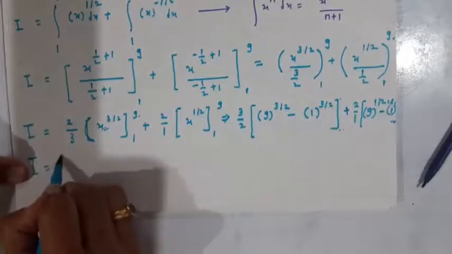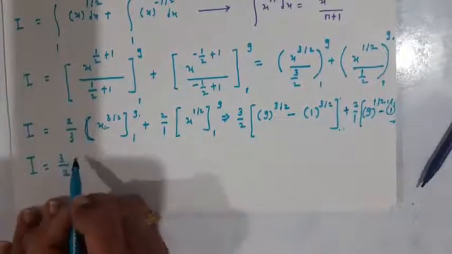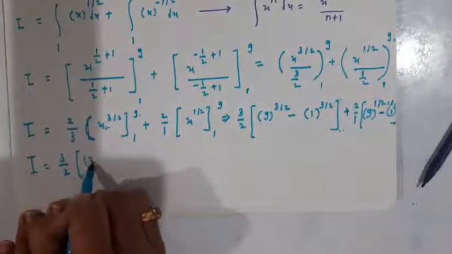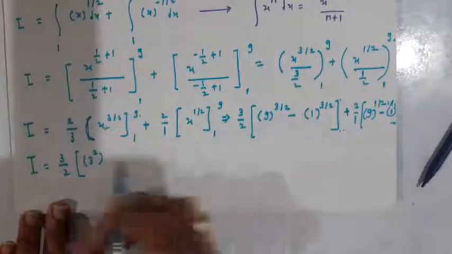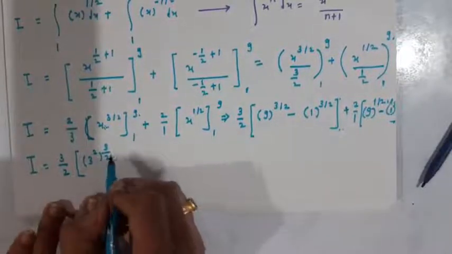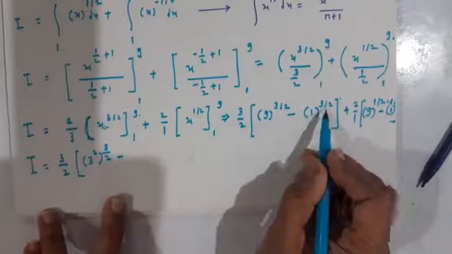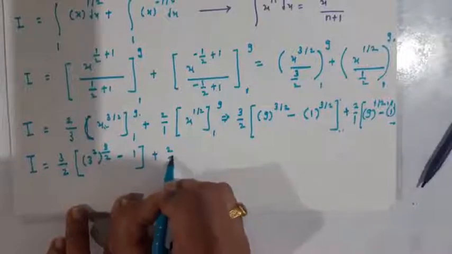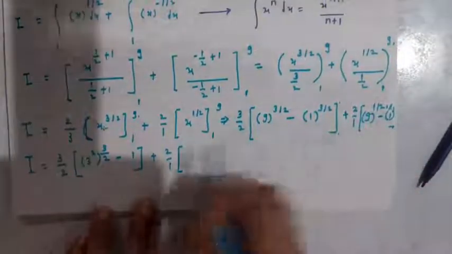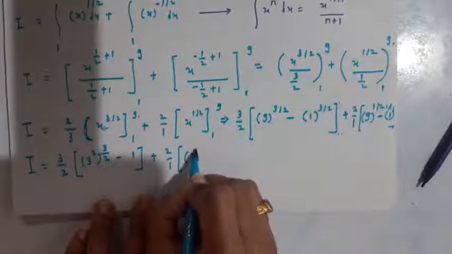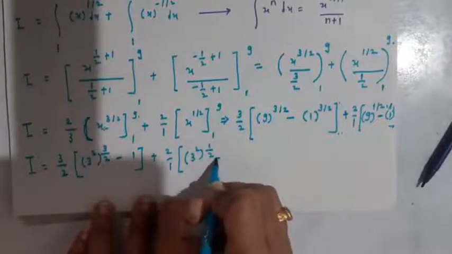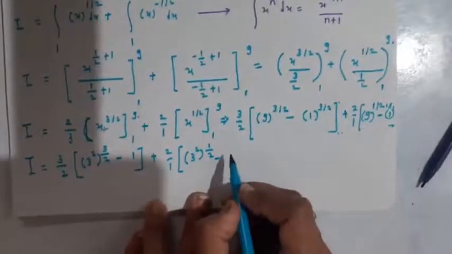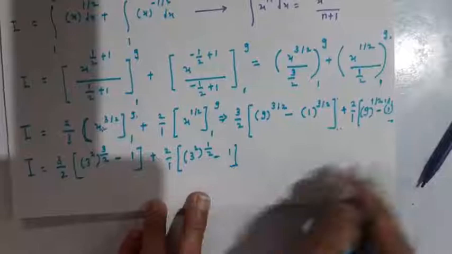Now integration I equals 2 by 3 outside the brackets. And 9 means, see students, 9 means 3 square, so 3 square raised to 3 by 2, minus 1, because any 1 raised to anything is 1, that you know. And plus this 2 by 1 as it is: 9 raised to half means 3 square raised to half, minus 1 raised to half, which is 1.